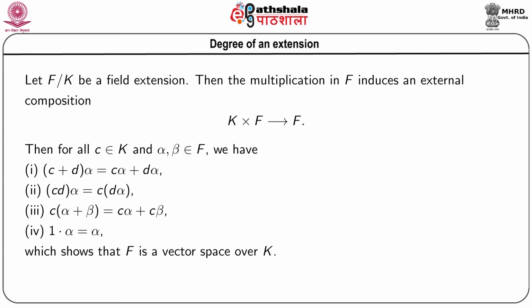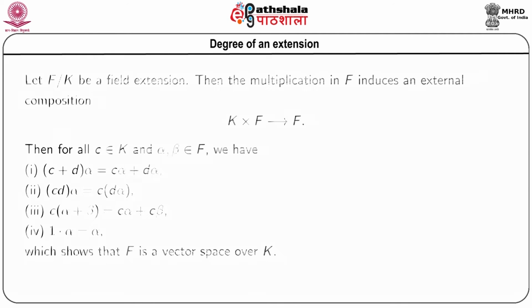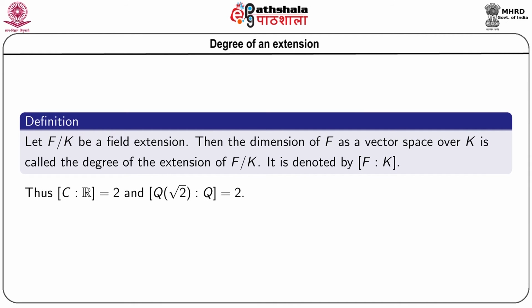Thus, F becomes a vector space over K, and we define the dimension of F as a vector space over K to be the degree of the extension F by K, and it is denoted by this symbol, which we call F over K. Since the field of all complex numbers is a vector space over R of dimension 2, the degree of the extension C by R is 2. Similarly, the degree of the extension Q(root 2) over Q is 2.